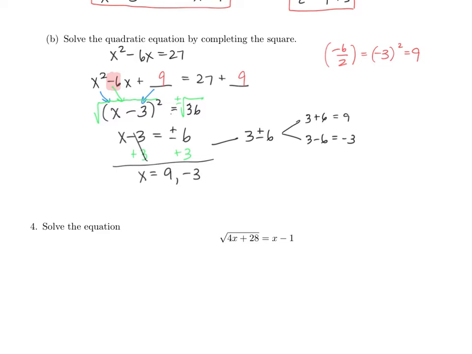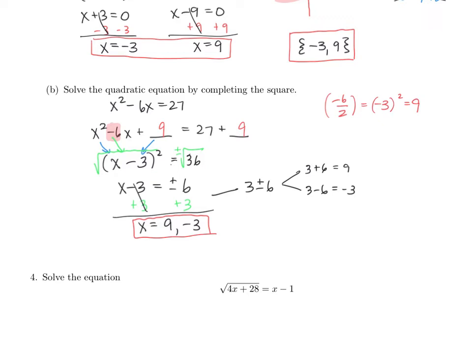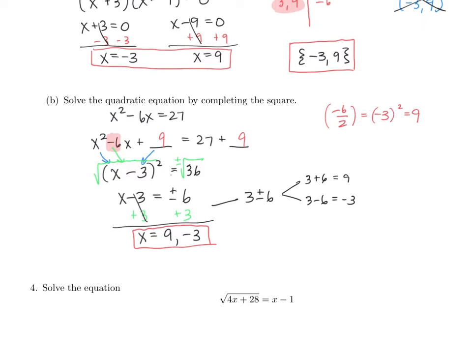Okay, so let me see. Here are our answers here. Keep in mind, since you just solved the same equation by factoring in part A, you should be getting the same answers. If you're not getting the same answers, then you did something wrong in one of these or both of them. So that should be a clue that you need to check your work.